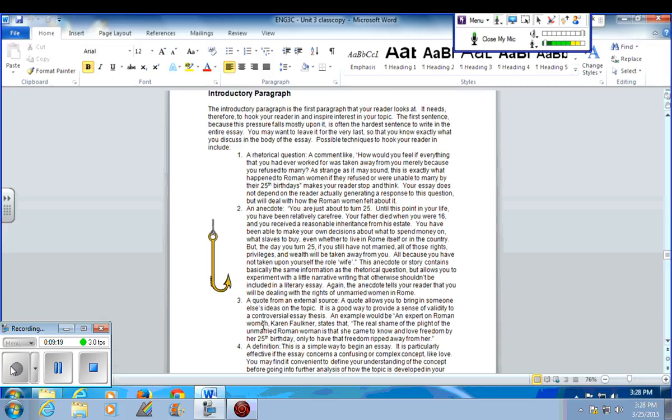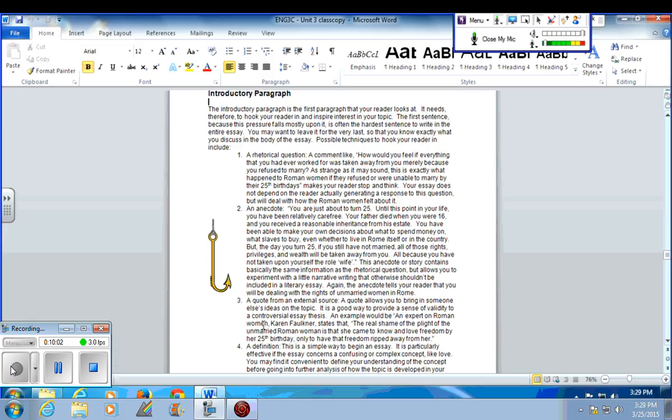So some possible techniques you could use to hook your reader include a rhetorical question. It's a question that people already know the answer to, but it makes them think about it. Such a comment could be, how would you feel if everything you had ever worked for was taken away merely because you refused to marry? The author already knows that you would feel very upset and very angry, and they go on to explain the context.